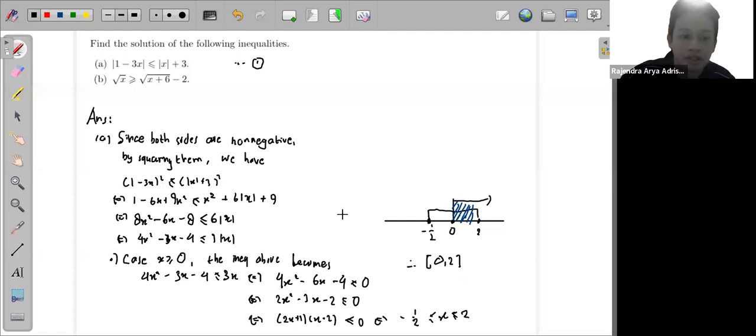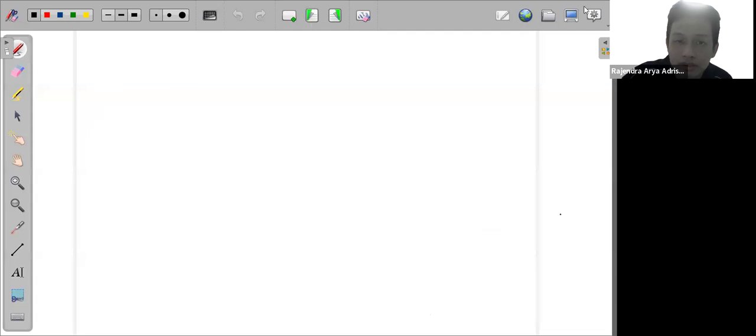Okay, let's continue for the second case. That is when x is, sorry, x is a negative number.